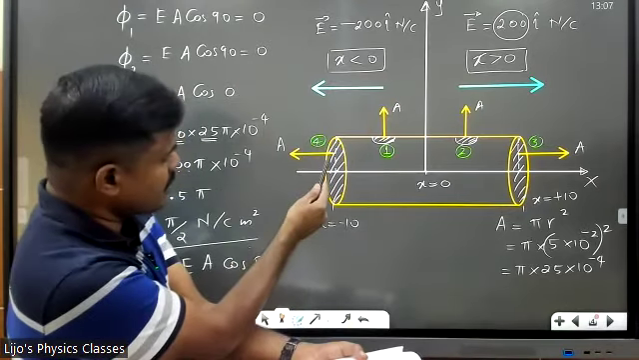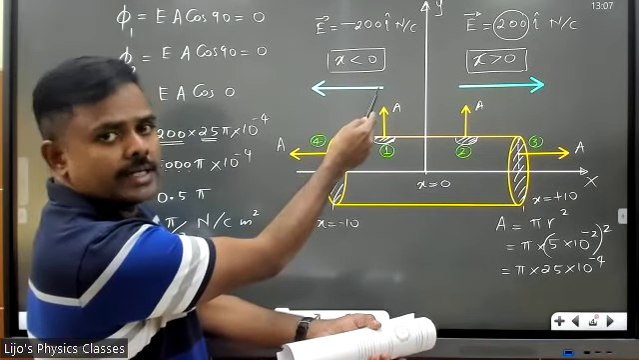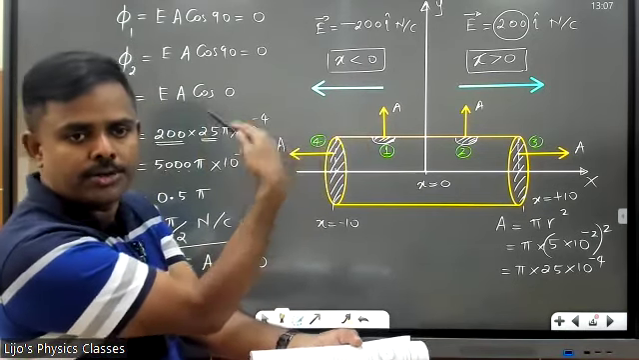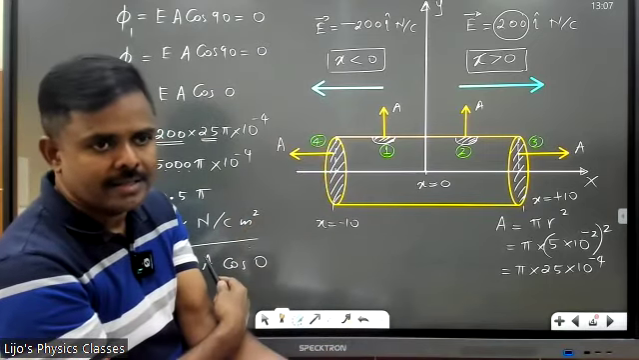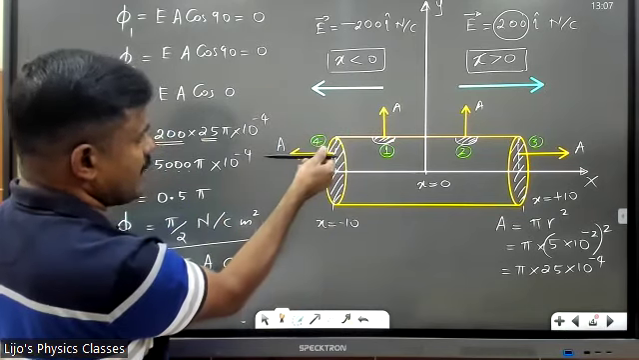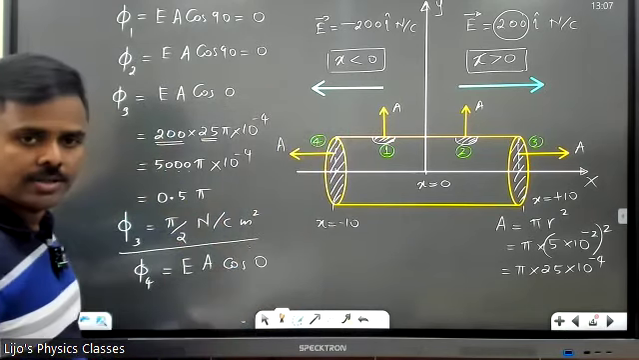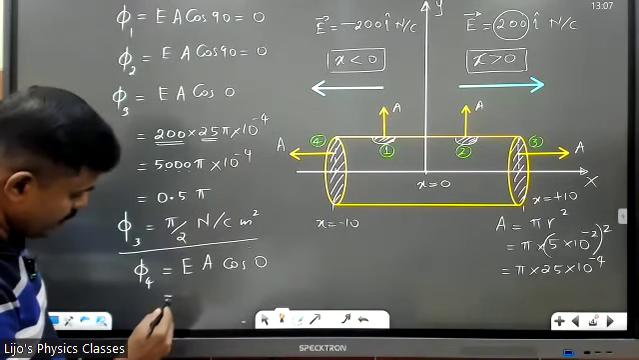Correct. Area vector, the yellow arrow, is leftward. Electric field, the green arrow, leftward. Both are in the same direction, right? Electric field is to the left. Area vector is to the left. They are parallel to each other. Theta will be 0. What is the electric field value?